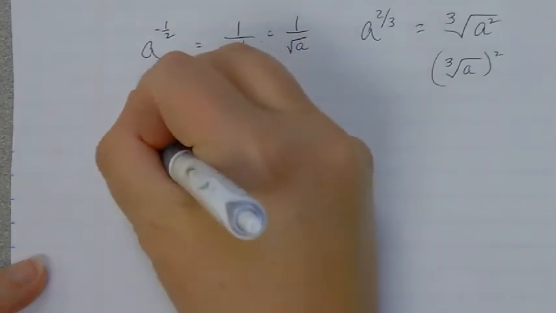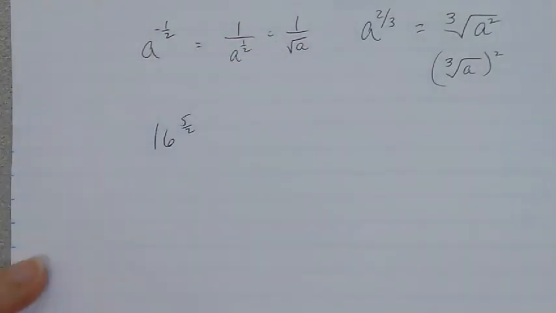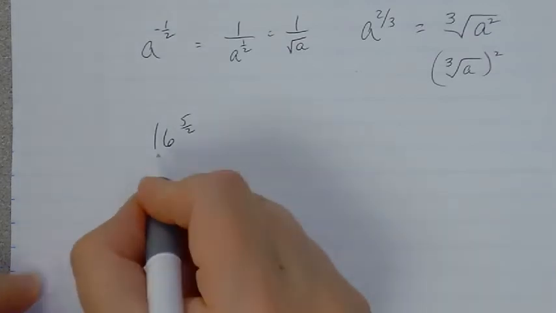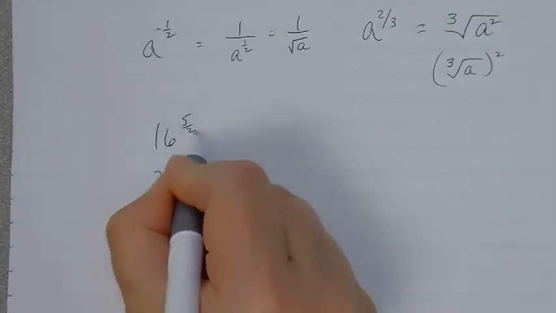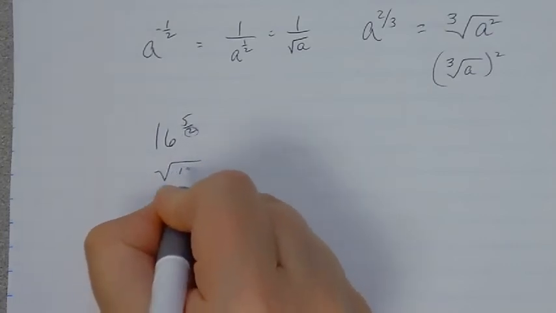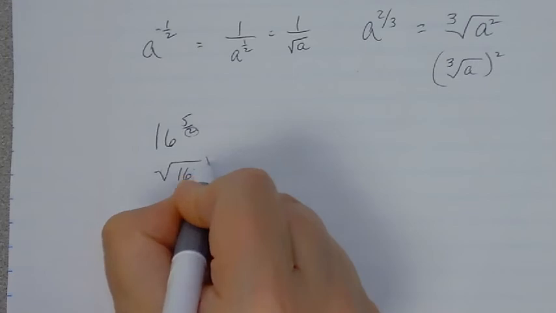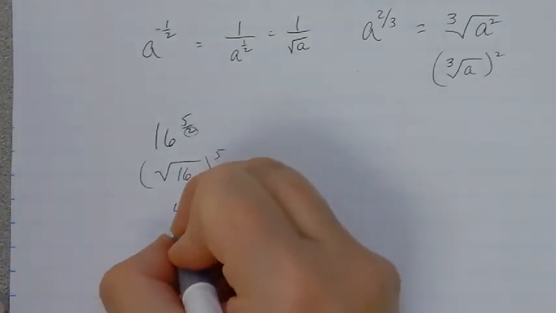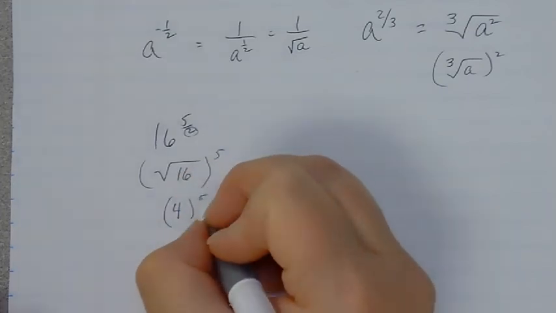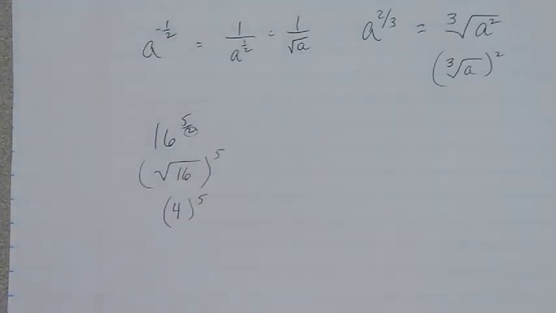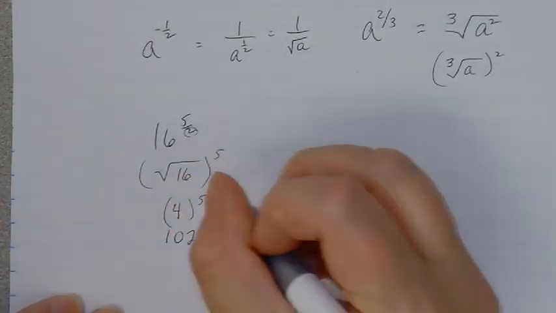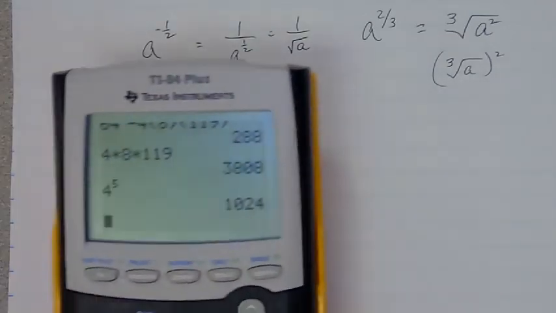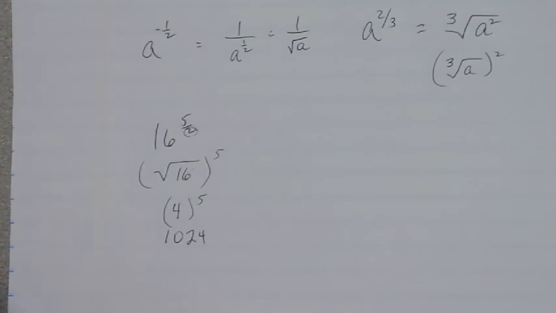Here's the first example. 16 to the 5/2 power. So this means that I have the square root, because this number is always the index number, of 16, and then I could make the 5 here, or I could put the 5 on the outside. I'm going to go ahead and put the 5 on the outside, because I know what the square root of 16 is. The square root of 16 is 4. So now I have 4 to the 5th power, which is 1024. And I did that part on my calculator by doing the 4 and then the caret key, 5.